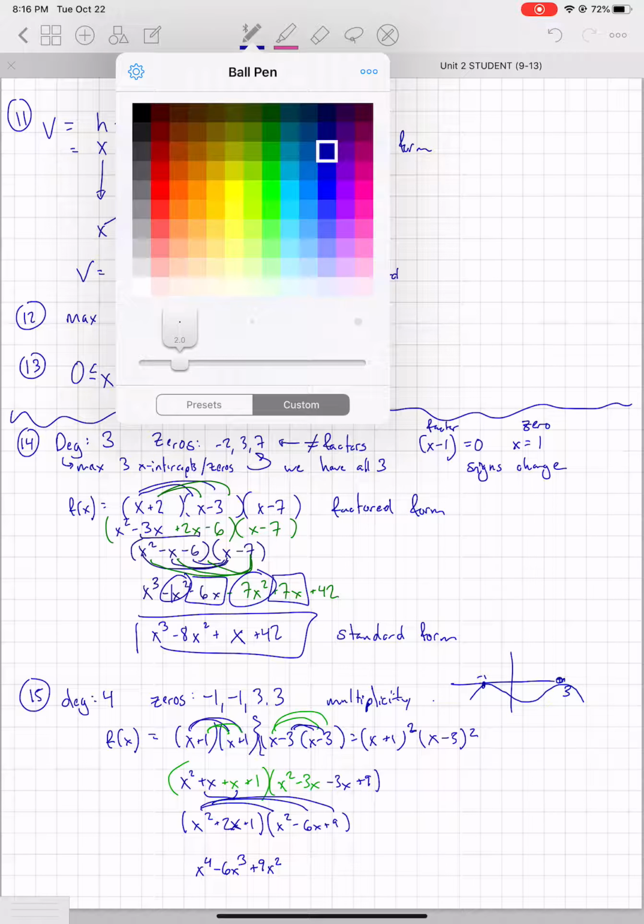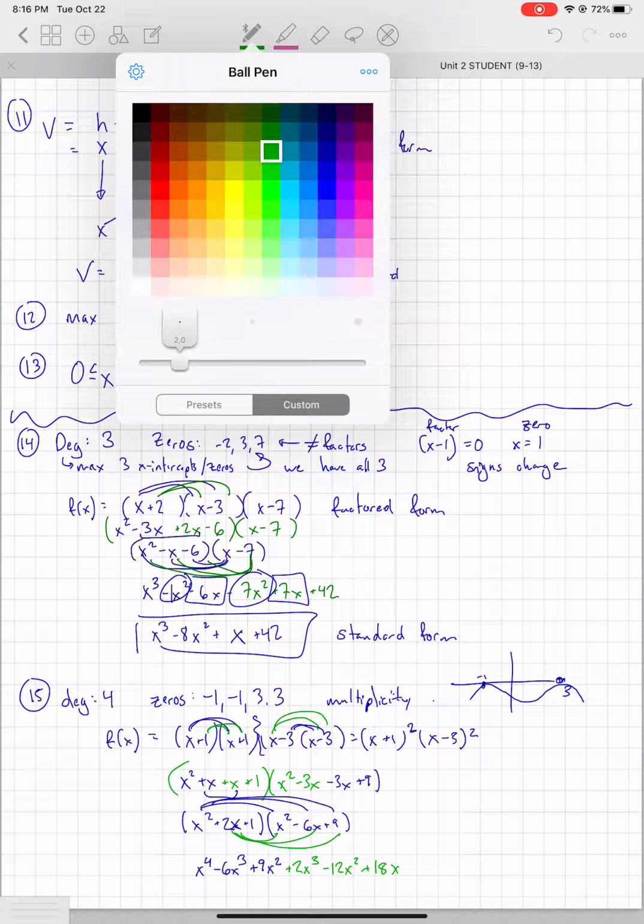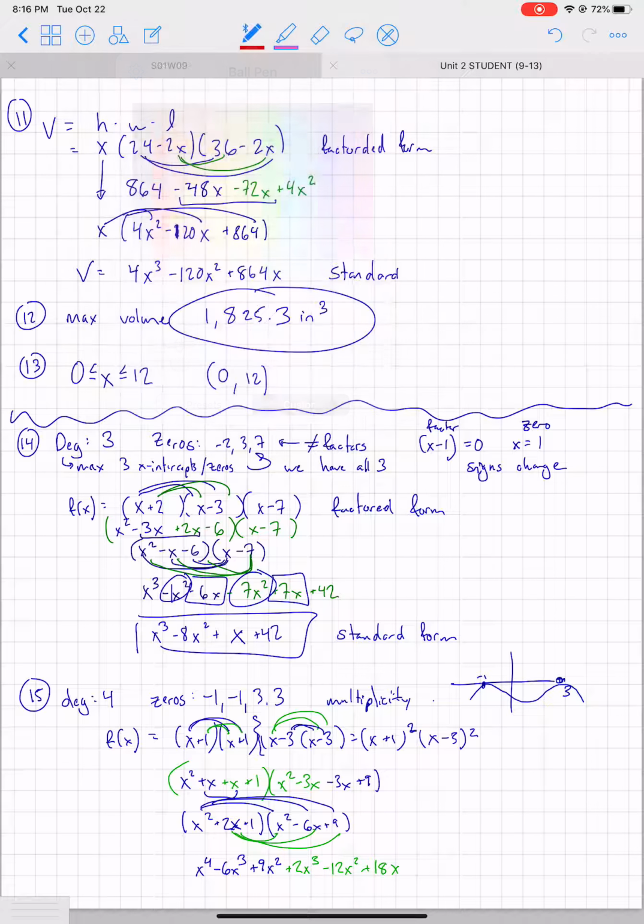Then we move on to the next term in that first parenthesis, 2x times all three terms. So 2x times x squared is plus 2x cubed. 2x times negative 6x is minus 12x squared. 2x times 9 is plus 18x. And then our last one that we have to work with, so we have plus 1 times x squared, so just x squared, plus 1 times negative 6x, so it's just minus 6x, plus 1 times positive 9, so plus 9.